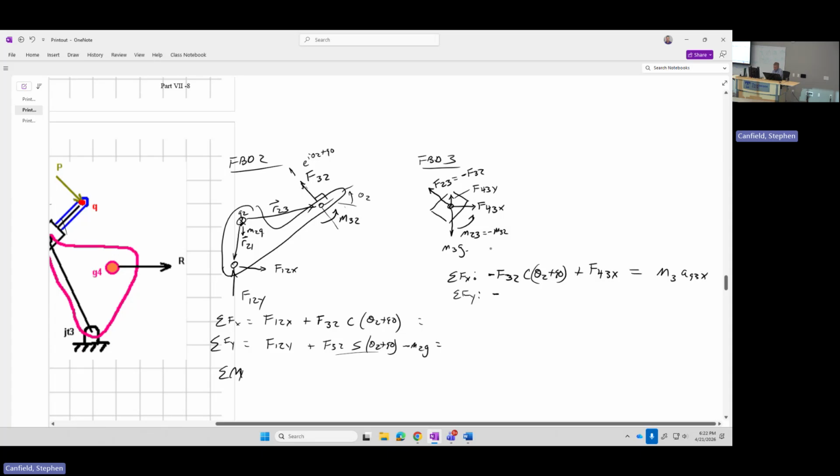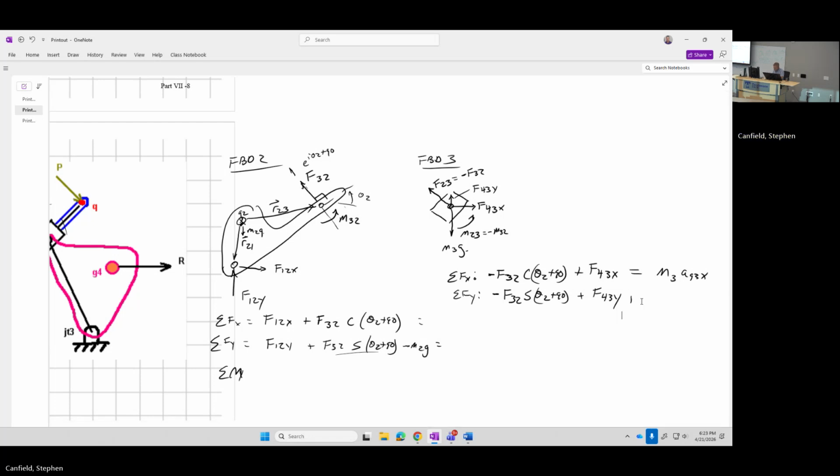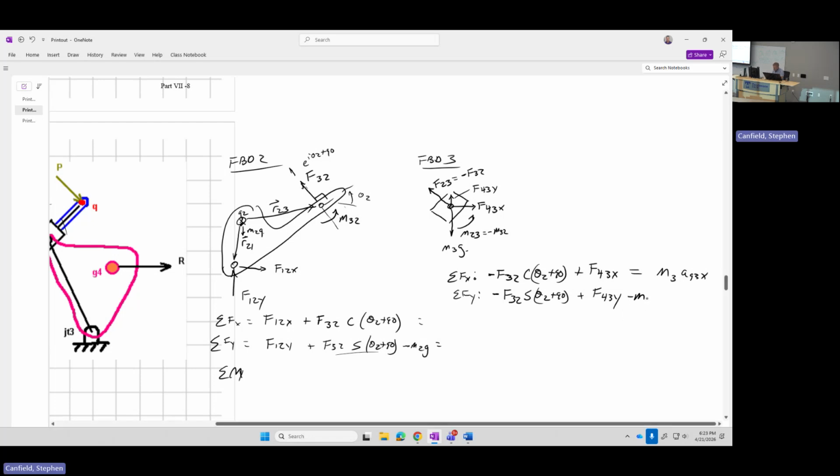Again, I'm going to use negative F32, the 32 terms, so negative force 3 on 2. Even though I'm looking at the forces here of 2 on 3, I'm doing Newton's third law in my head, replacing it with the negative. I need the Y, it's sine of theta 2 plus 90. Need this Y term here, F4 on 3Y. I need my gravity, minus M3 gravity, and that equals M3AG3Y. And then I sum moments.